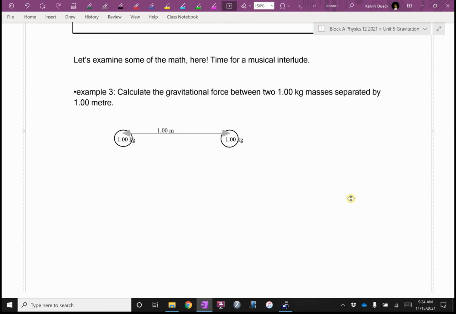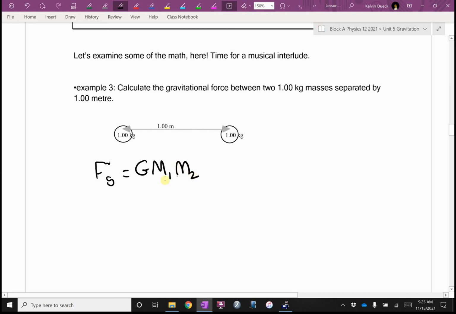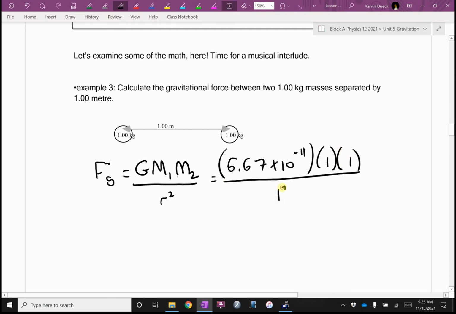Well, let's calculate that. So it's going to be the force of gravity is big G M1, M2 over R squared. What is big G? 6.67 times 10 to the negative 11. It's inconvenient, but it's what the universe has given us. What's M1? One. What's M2? One. Divided by 1 squared. What do you get?